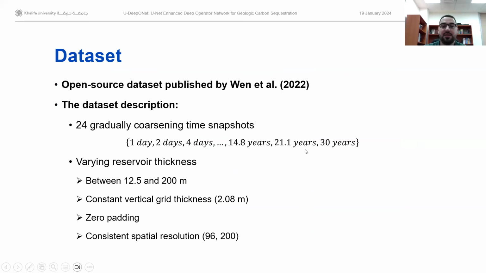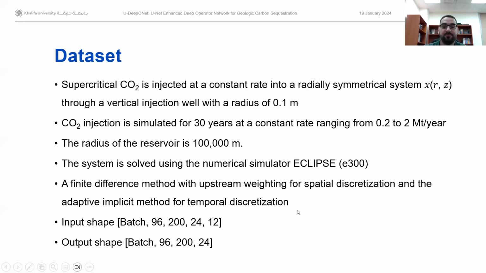The actual spatial domain itself is 2D. The thickness of these reservoirs or realizations varies between 12.5 meters up to 200 meters, while having a constant grid thickness, meaning that some of these reservoirs might have a smaller number of vertical grids than others. To account for this, the dataset uses zero padding to make sure that all realizations are consistent in spatial resolution, and each snapshot contains 96 by 200 grids.